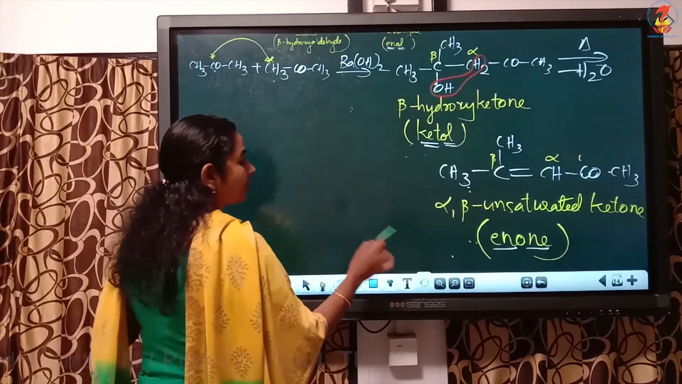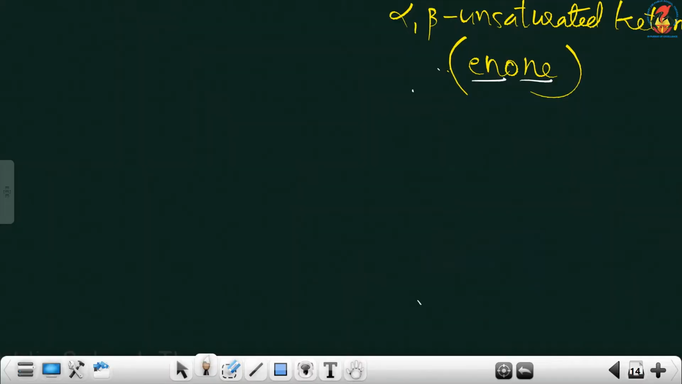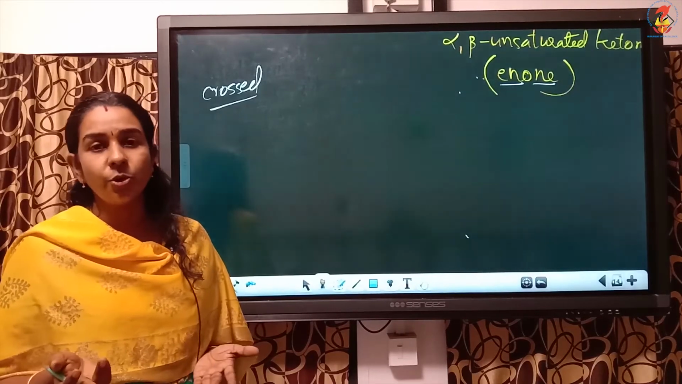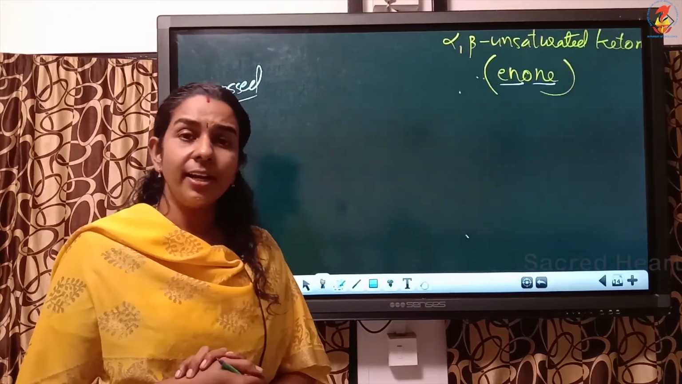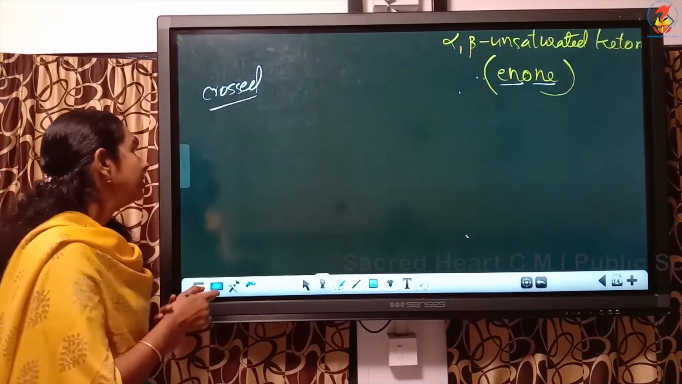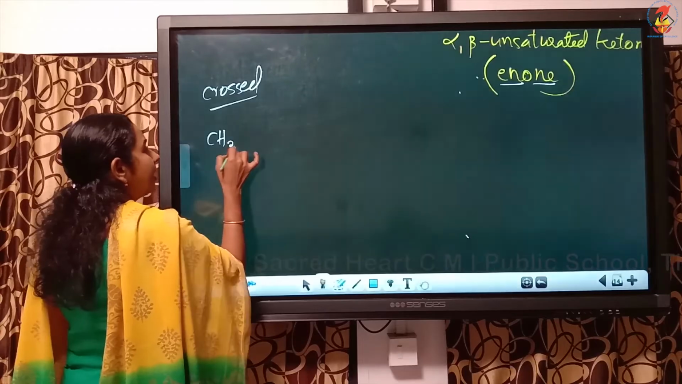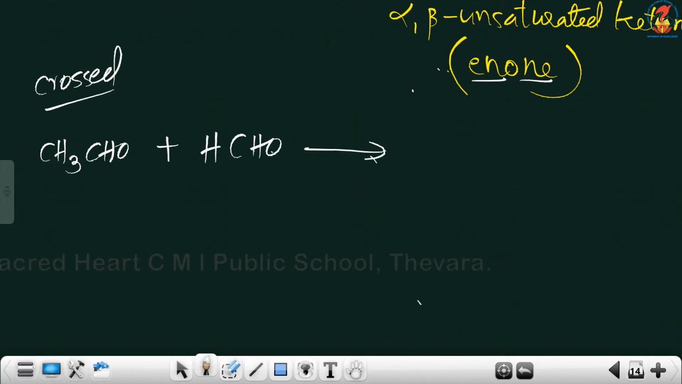Now we will see crossed aldol condensation. What do you mean by crossed aldol condensation? Two different aldehydes or ketones possessing alpha hydrogen, and the condition is in crossed aldol at least one molecule must possess alpha hydrogen. Okay. So I am taking CH3CHO with HCHO in dilute NaOH.